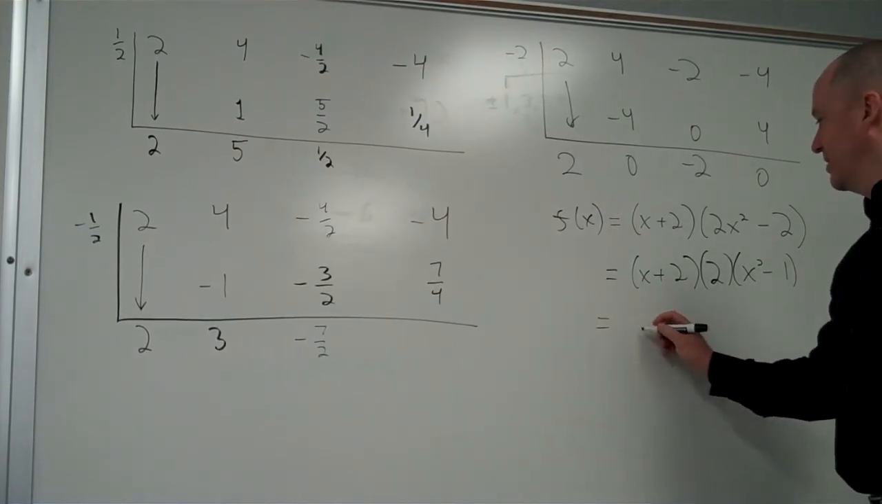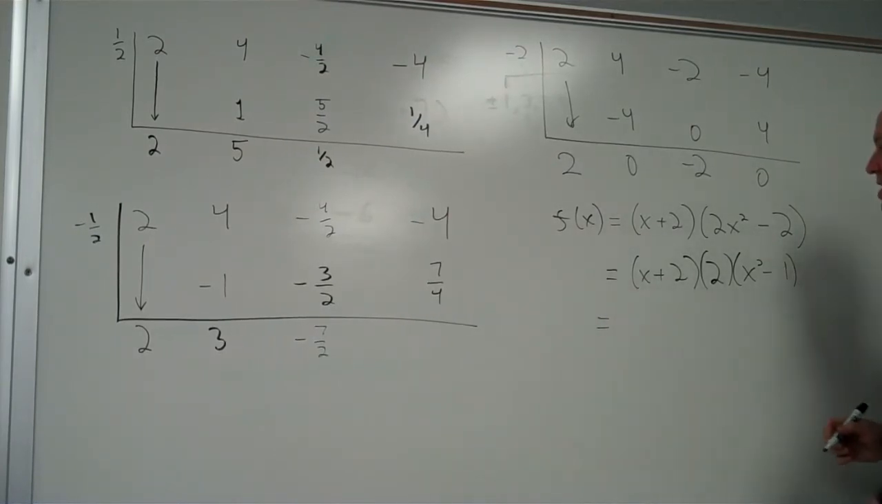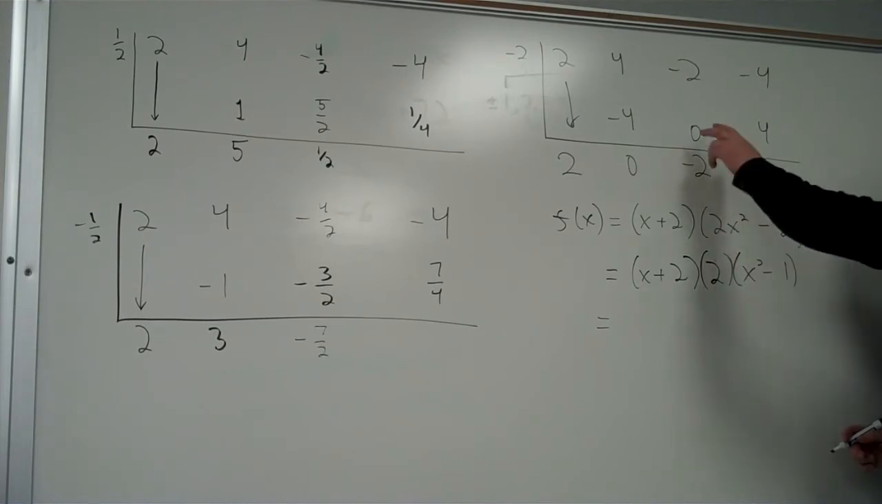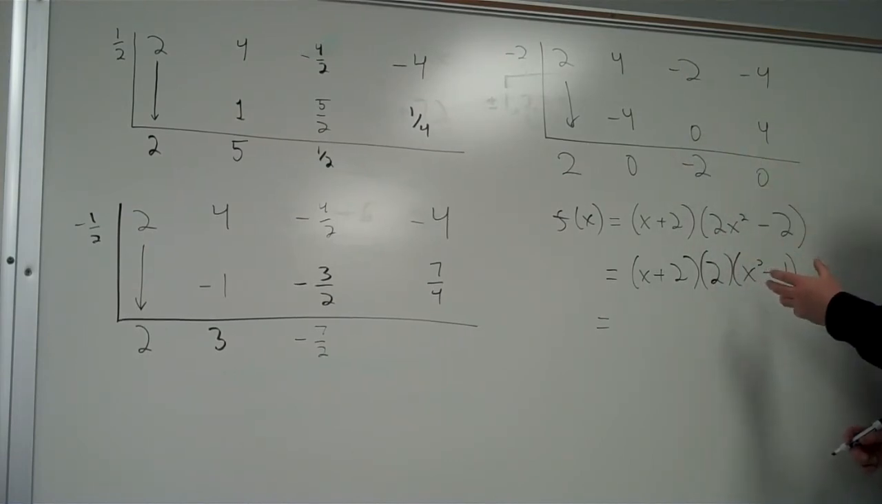Excellent. Wait, why did you reduce it to that though? I'm just curious. Because I didn't think... Oh no, I'm talking about the 2 times x squared minus 1. This one? No, the one below it.